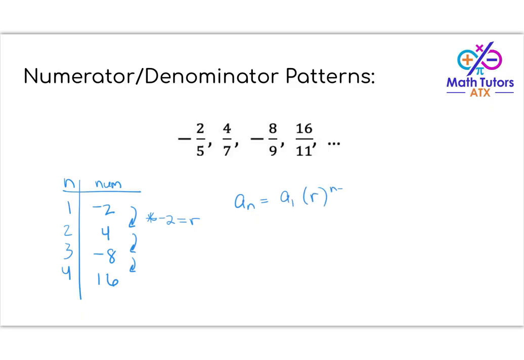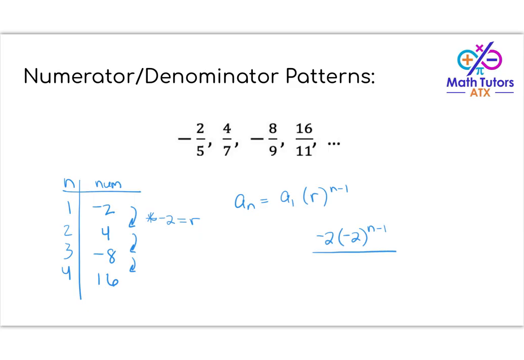And so for my numerator, I can write my first value. We're going to use this formula. So I have a sub 1 is negative 2, and then my r is also negative 2 in this case, and I have n minus 1. So that should take care of the numerator.